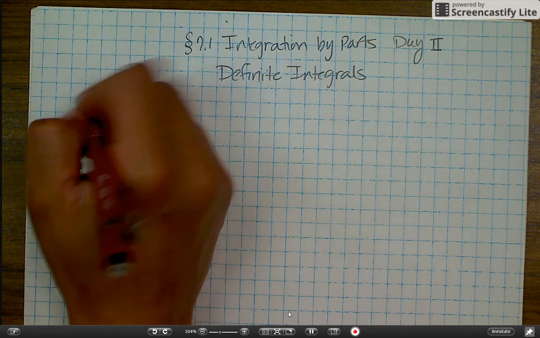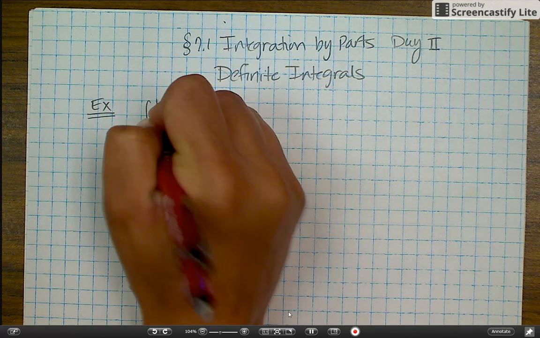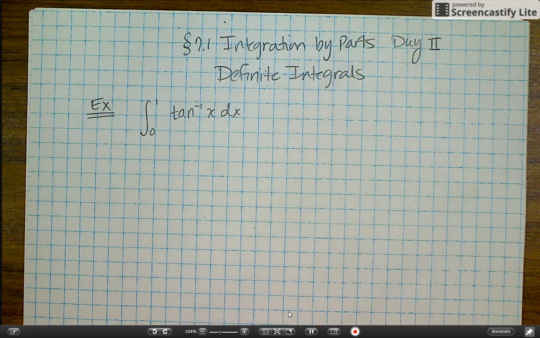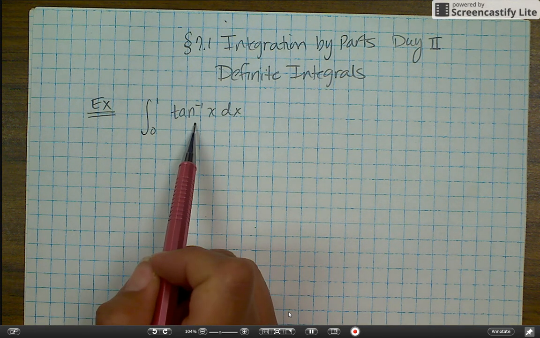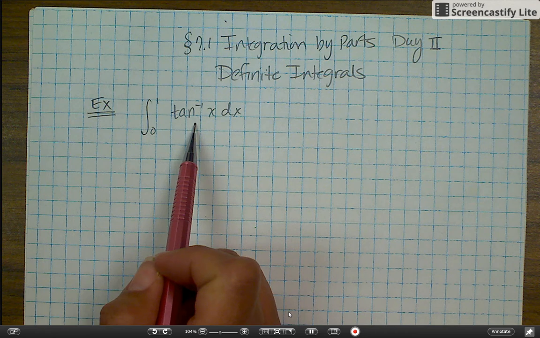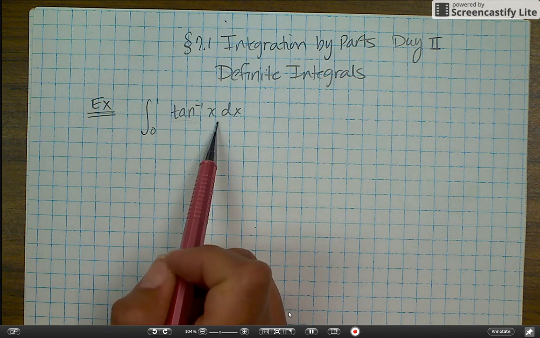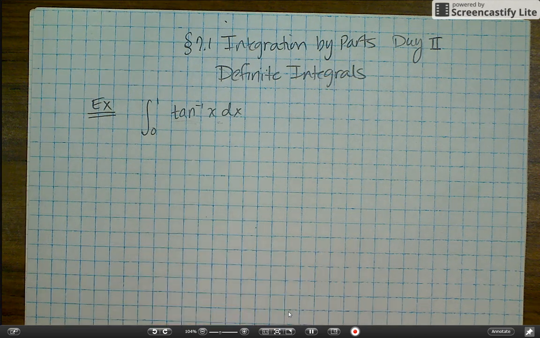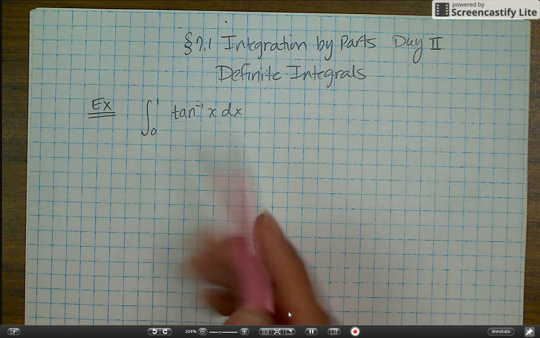So here is our problem. Let's say we have the integral from 0 to 1 of tangent inverse x dx. If we look at this problem, one of the main reasons why we use integration by parts is because we don't know the antiderivative of some functions. For instance, we don't know the antiderivative of tangent inverse x. We do know its derivative, just not its antiderivative.